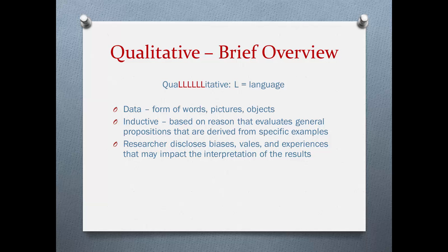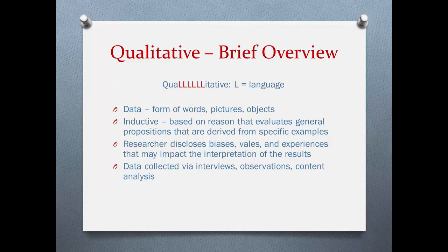Something that's very important is that in a qualitative research study, the researcher discloses any biases, any values or experiences that may impact the interpretation of the results. What this means is that if you work for the organization in which you do your study, that's fine. You just need to tell us about it. Tell us about it in the written portion of your document. That way the reader knows how you are so familiar with it.